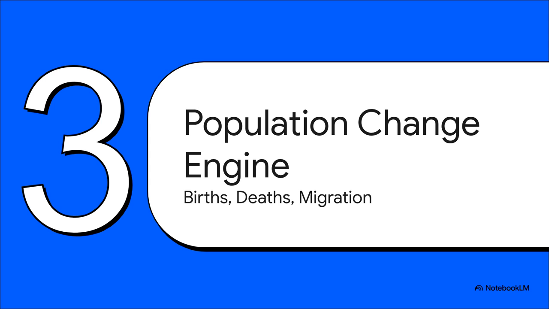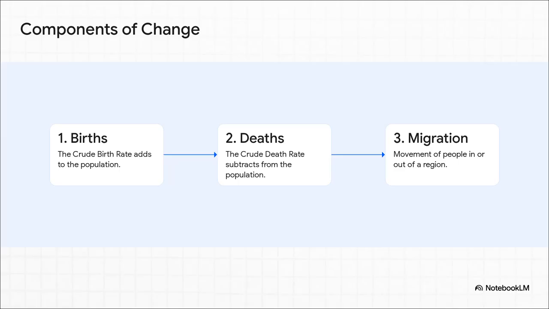But what about the numbers themselves? How does a population actually grow or shrink? What's the engine that's actually driving all this change? Believe it or not, it's incredibly simple. It comes down to just three things. 1, births. People are born, the population goes up. 2, deaths. People die, the population goes down. And 3, migration. People move, and depending on if they're moving in or moving out, the population can go up or down. That's it. That's the whole machine right there.